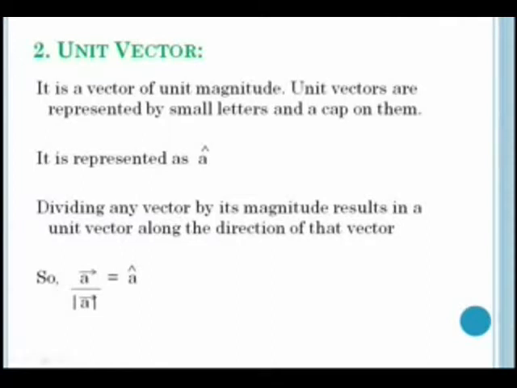Now dividing any vector by its magnitude results in a unit vector along the direction of that vector. So if we have any vector A, let us say that its magnitude is represented this way, modulus of A. Now if we divide any vector A by its modulus, then we get a unit vector which is along the direction of the original vector. So this unit vector, which is A cap, is equal to 1 in magnitude and is along the direction of this vector A. So if we want to have a unit vector in the same direction of the parent vector, then what we do is we divide the original vector by its magnitude.